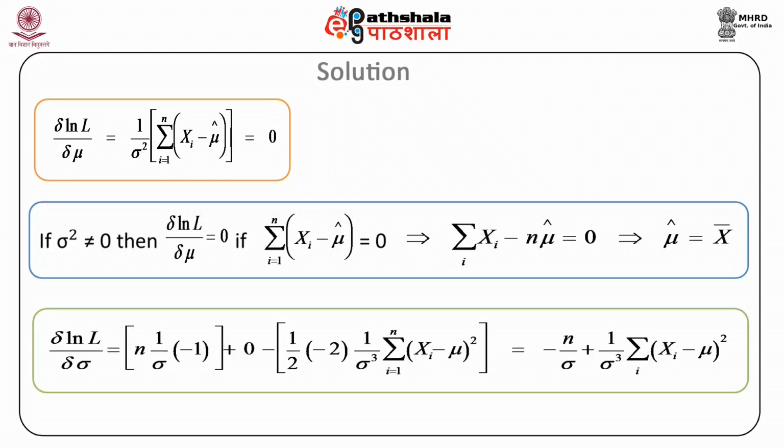Similarly, if you take the derivative of ln L with respect to sigma, what we obtain are two expressions. The first is n into 1 upon sigma into minus 1, plus 0, minus, in the bracket, half into minus 2 into 1 by sigma cube into summation of (xi minus mu) square. On simplification, this comes out to be equal to minus n by sigma plus 1 upon sigma cube into summation (xi minus mu) whole square.